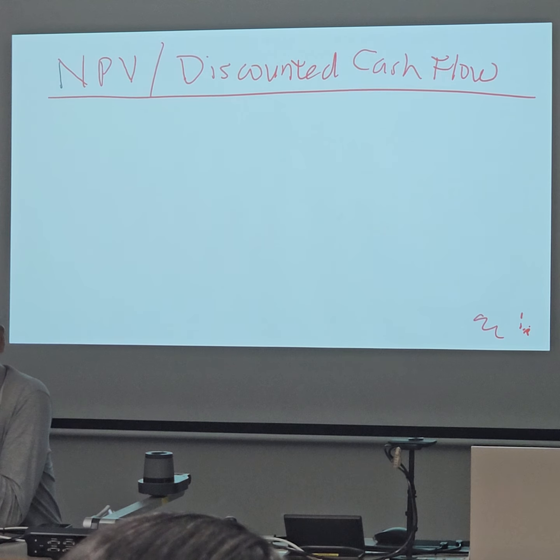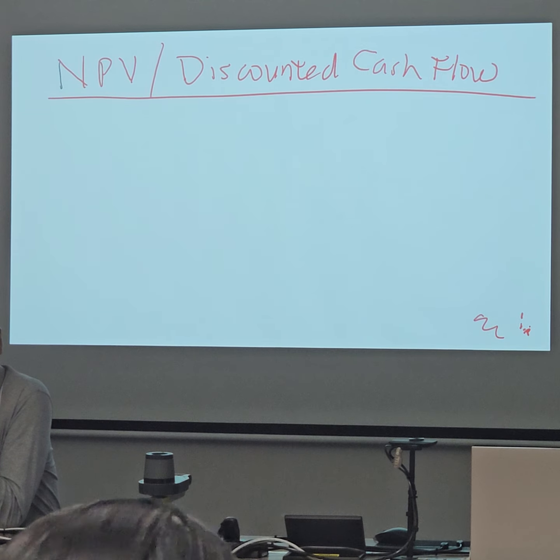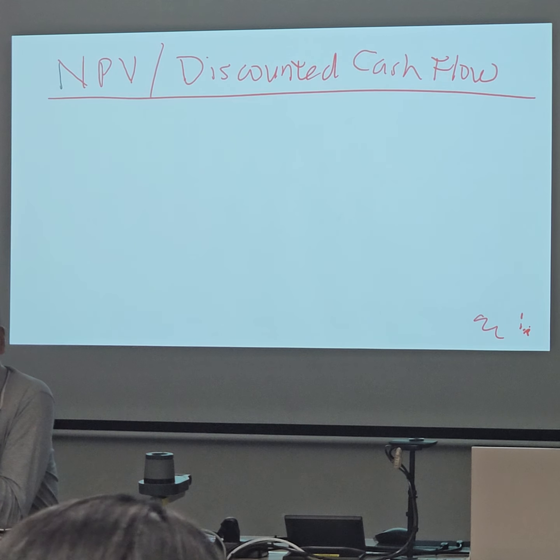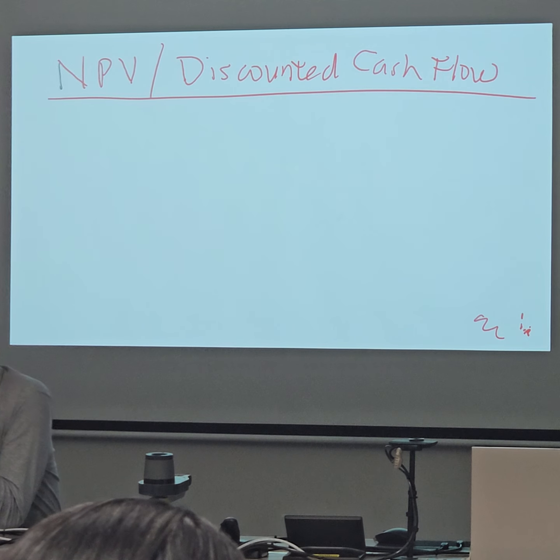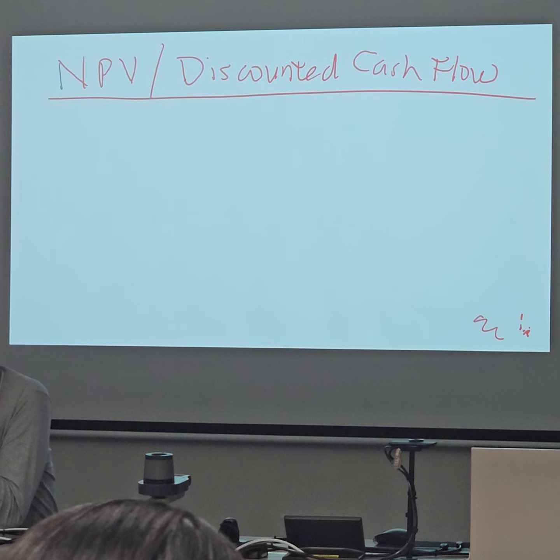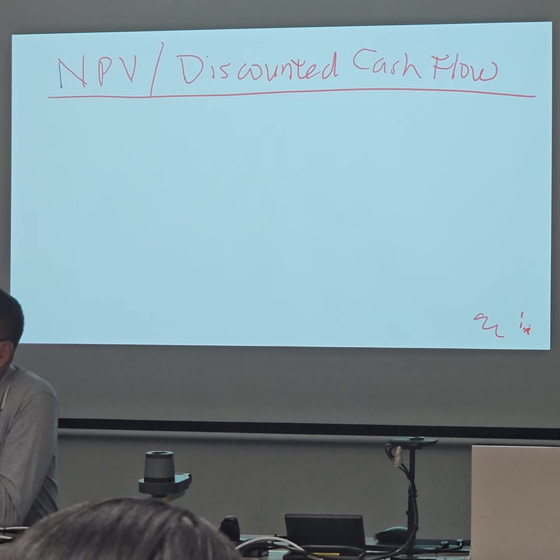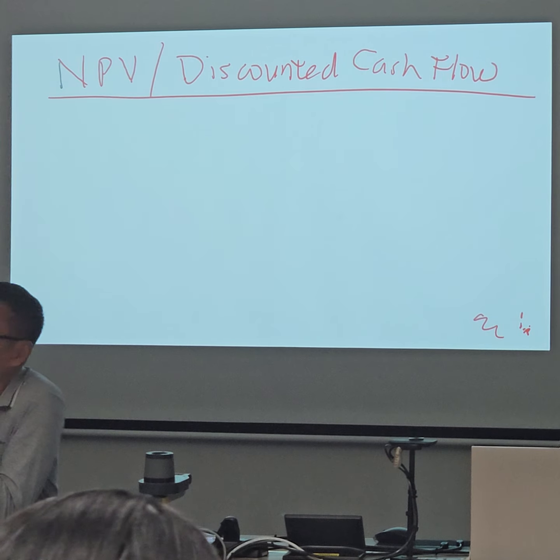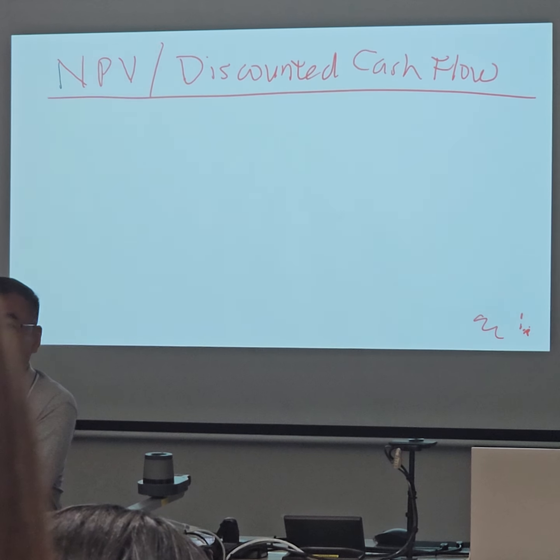Why? Because what? Because $100 now is worth more than $100 in the future. Understand? This is called discounted cash flow. Why is it called discounted? Because future cash flow has a lower value compared to now. Understand? Who doesn't understand? Okay.